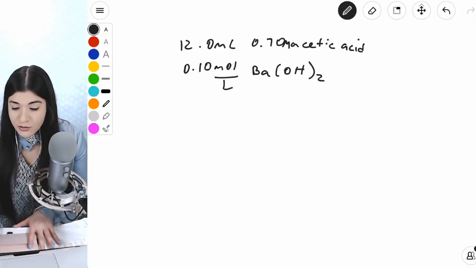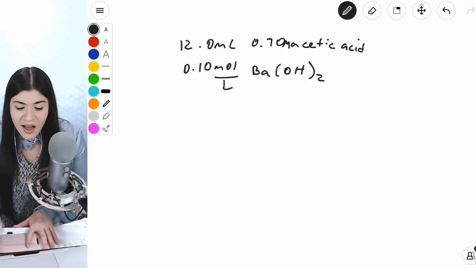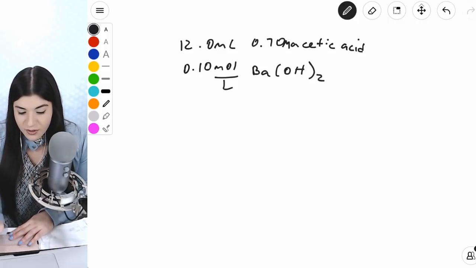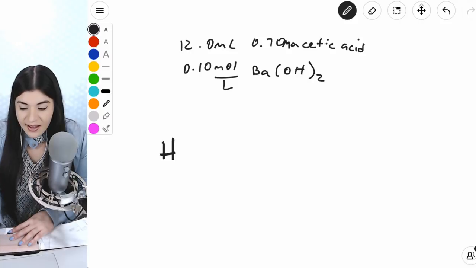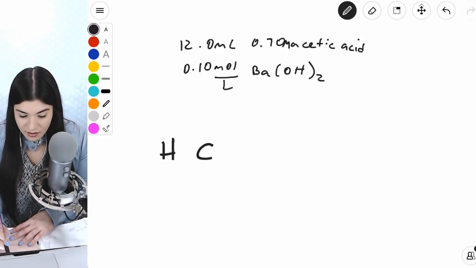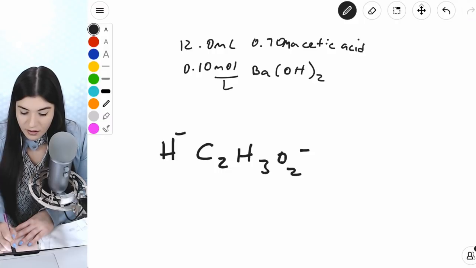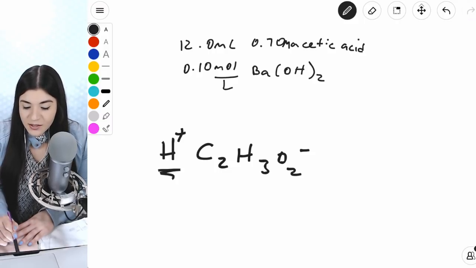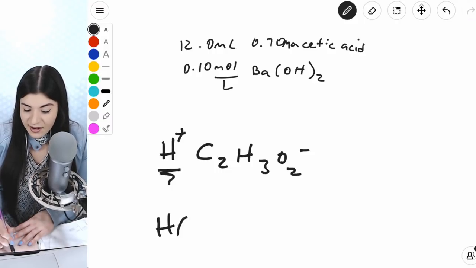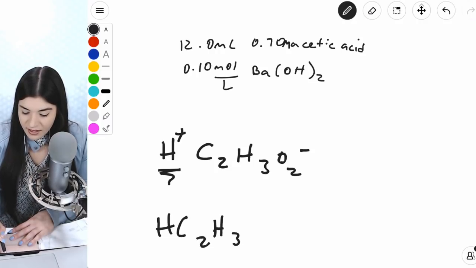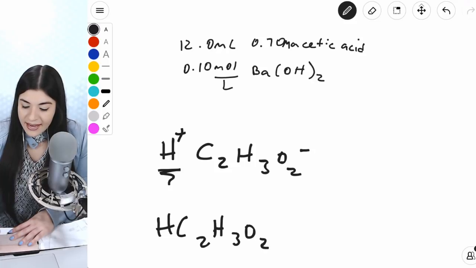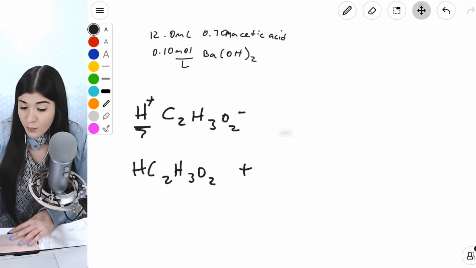So let's start off with writing out acetic acid's formula, and let's go from there. Acetic acid would look something like this. We know it's an acid, that's why there's an H in front. Okay, and then next, I'm going to add that to our strong base.